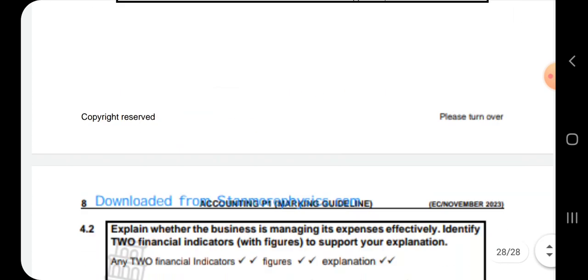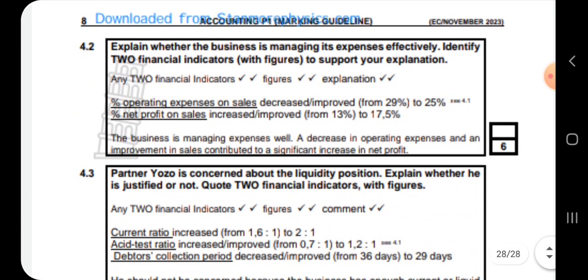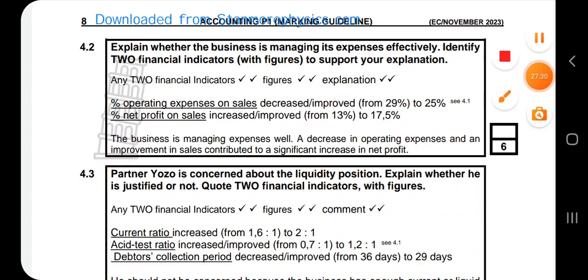Now let's get into this part. So the highlighted part is the question. So I'm just going to do it with the memo so that the video is not too long. Explain whether the business is managing its expenses effectively. Identify 2 financial indicators with figures to support your explanation. So you have to explain whether the business is managing its expenses effectively. So you're going to be given 2 marks for any 2 financial indicators.